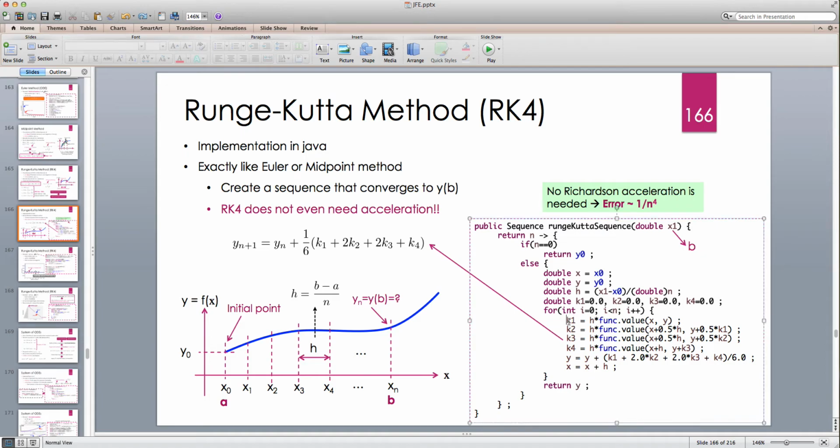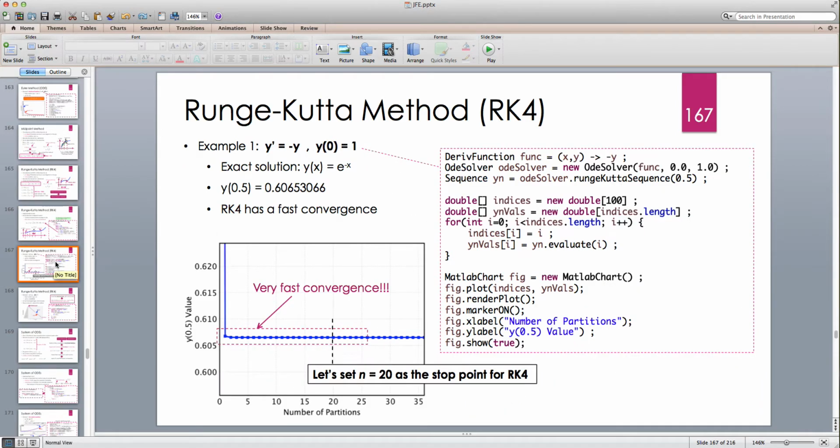So we calculate k1, k2, k3, k4, and y is y plus k1, 2k2, 2k3, k4 over 6. And we start from y0, x0, and then becomes y1, x1, y2, x2, and etc. Eventually it returns yn, and this is a multi-line lambda expression, all right? And then we said that the Runge-Kutta method does in fact have a very fast convergence, and we took n equals 20 as the stop point for RK4, all right?